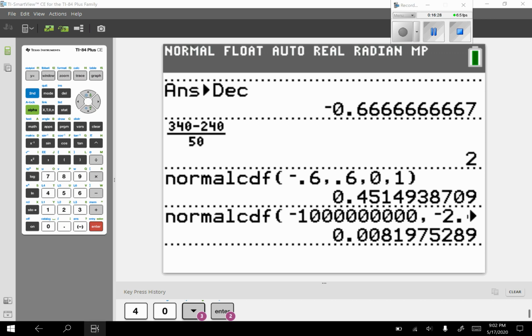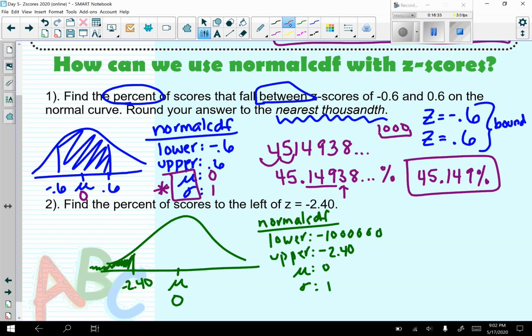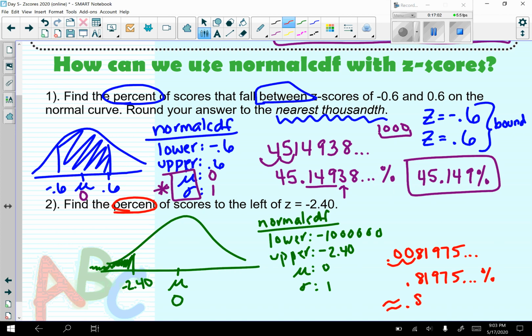Here's my probability. I have 0.0081975 and so on. They wanted a percent, so I'm going to move it 2 places. 0.81975%. And they didn't give me rounding directions, so I'm going to round on my own to the nearest tenth. So roughly 0.8%. Or if you wanted to round, you could say roughly 1%.